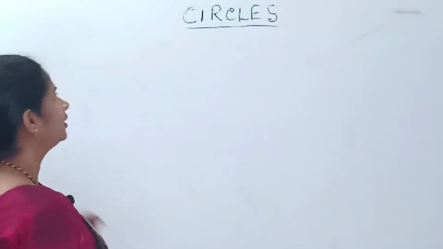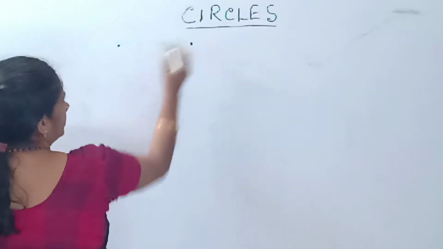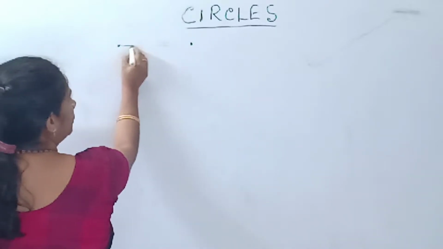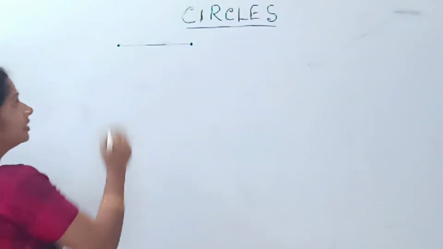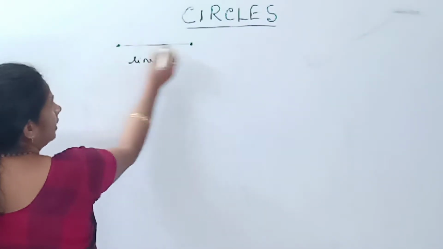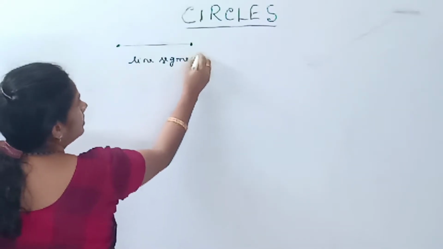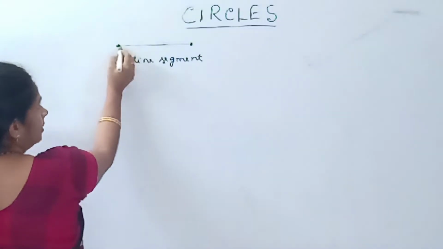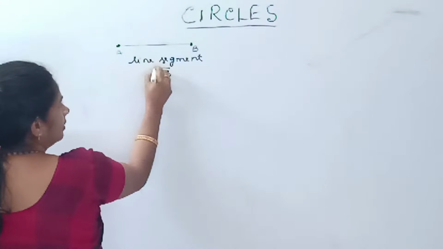Let us learn a few more terms, children. So let me draw 2 points. The definite length between these 2 points is called a line segment, isn't it? So AB is a line segment.